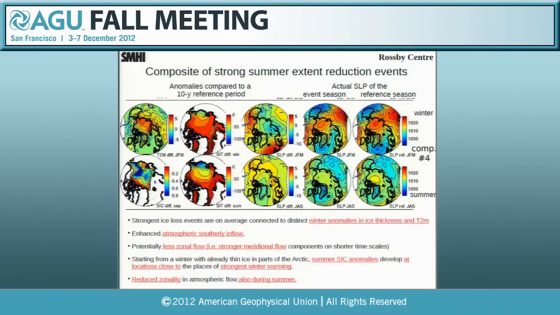So summarizing this composite, the strongest ice loss events are on average connected to distinct winter anomalies in sea ice thickness and T2 meter. There's enhanced southerly inflow, and there's less zonality both in winter and summer. Starting from a winter with already thin ice in parts of the Arctic, the summer sea ice concentration anomaly develops at locations at least roughly close to the winter warming locations.